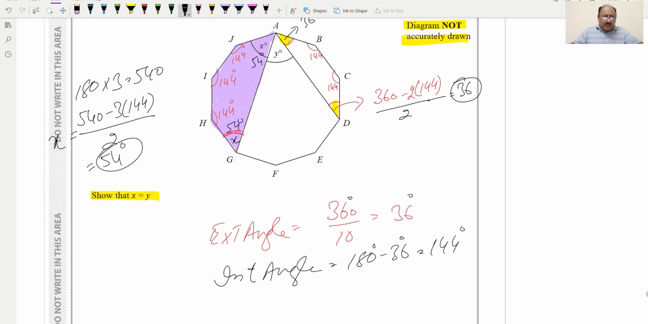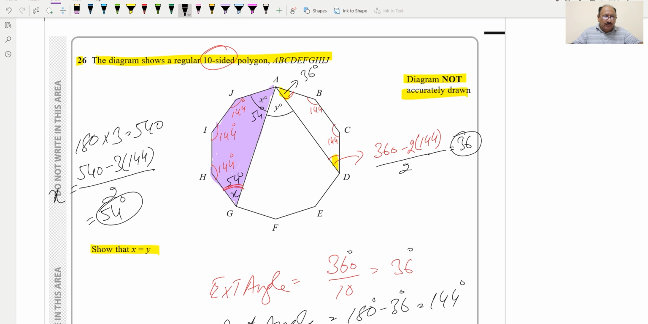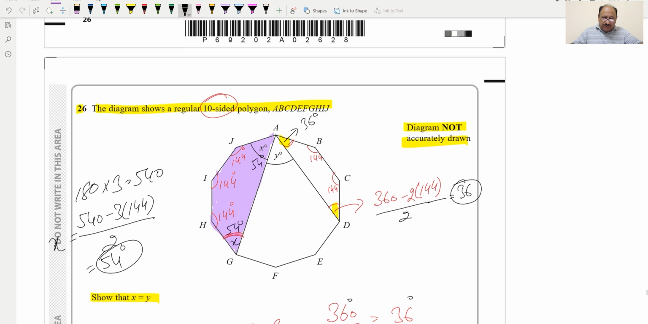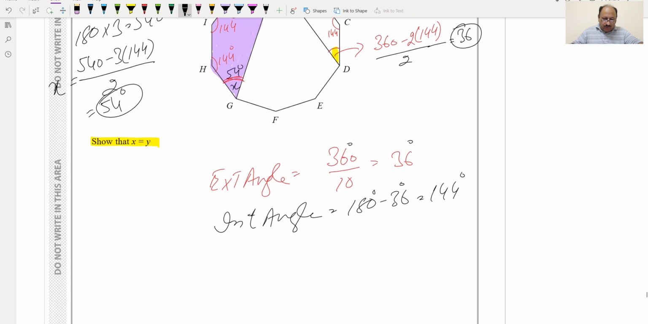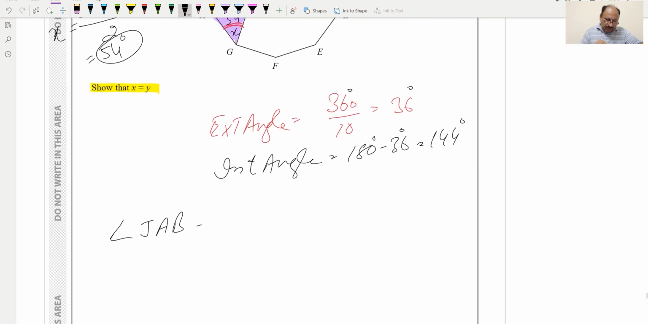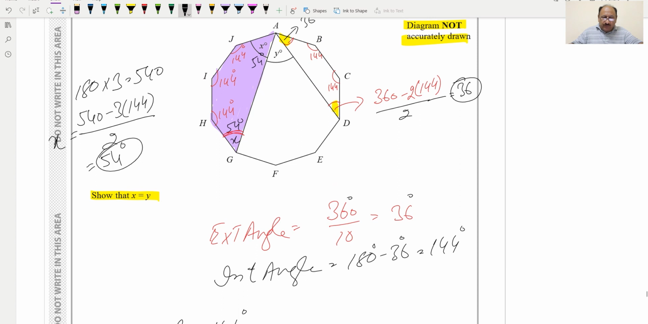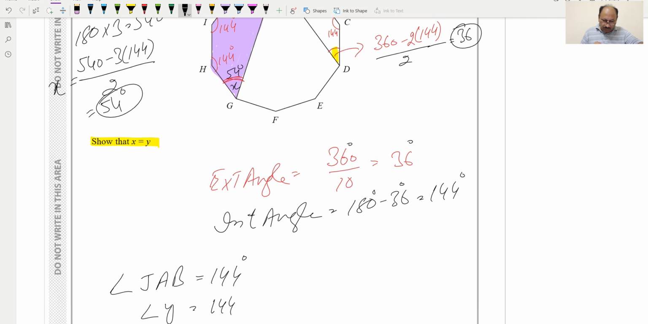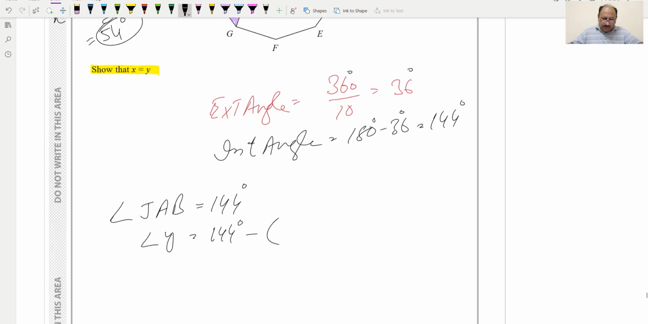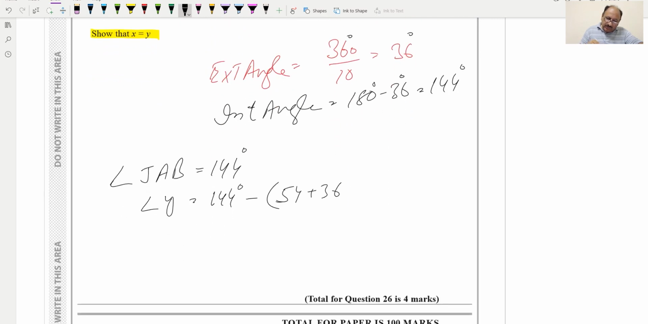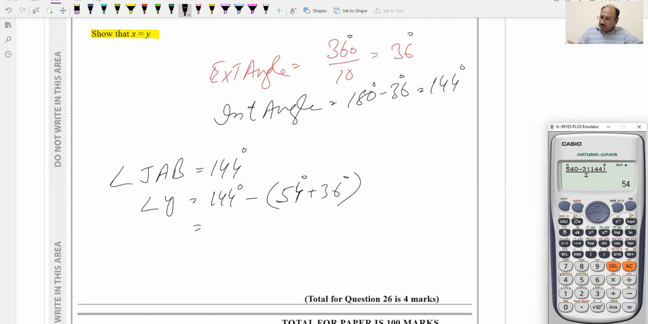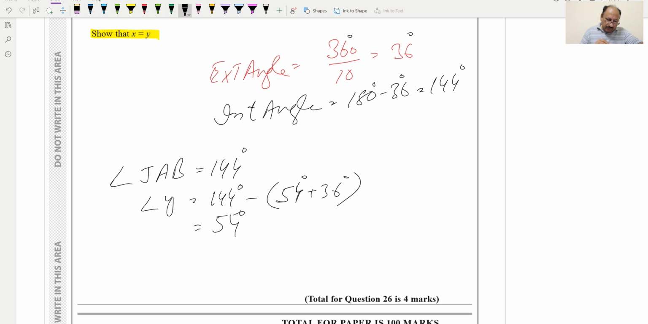Now we can write this one. The y value will be, we can check angle JAB, which is an interior angle, is 144. So angle JAB, the interior angle, will be equal to 144 degrees, and angle y will be equal to 144 degrees minus two angles, 54 and 36. So 144 minus 54 plus 36, and this is also equal to 54 degrees. So x is equal to y, which is equal to 54 degrees.